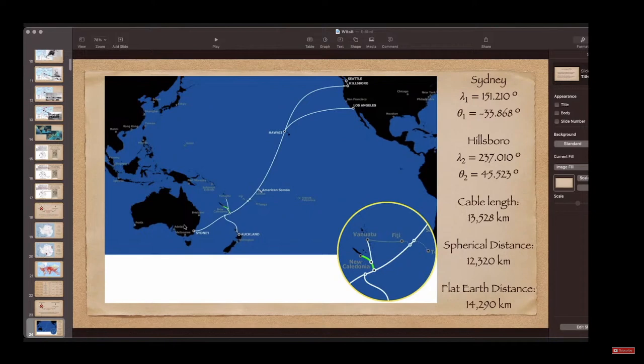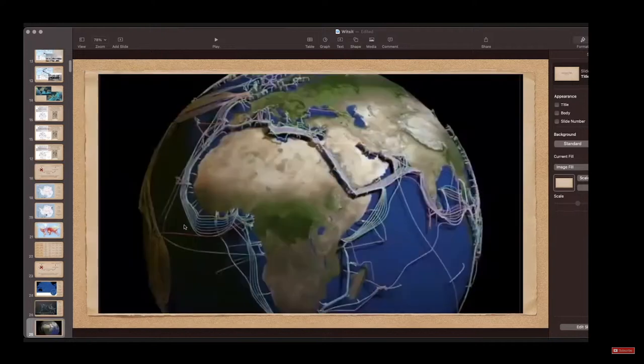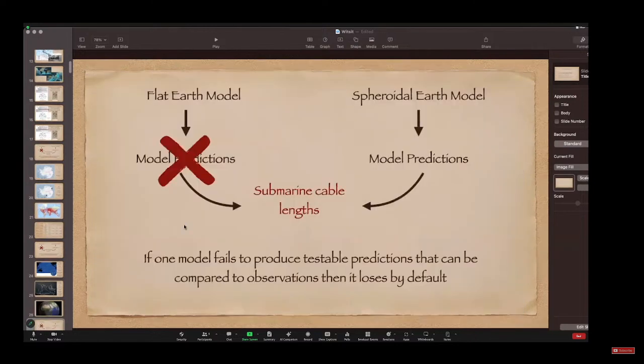We can actually check physical objects. Here we have submarine cables, one submarine cable going from Sydney to Hillsborough. We can compare the cable length that we know versus the spherical distance formula and the flat Earth distance formula. We can see that the flat Earth distance formula is about 1,000 kilometers too long, even at 100% tension. We can have a look at the Perth to Muscat one. We can see that again, the flat Earth distance is just too long. There are hundreds of these.